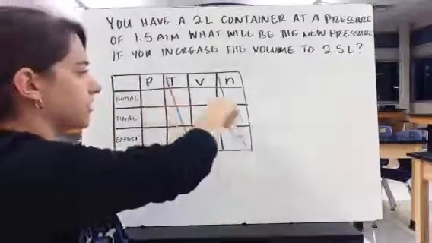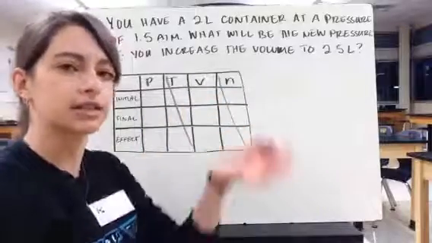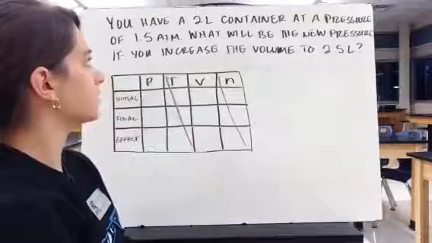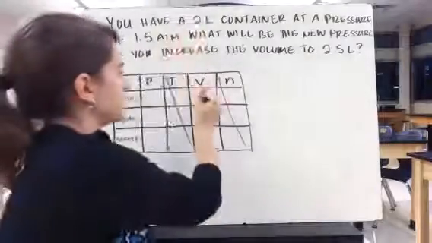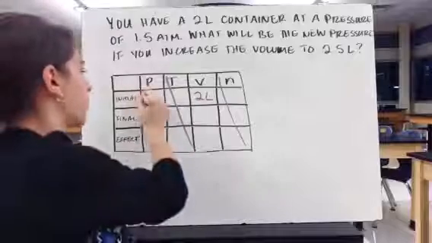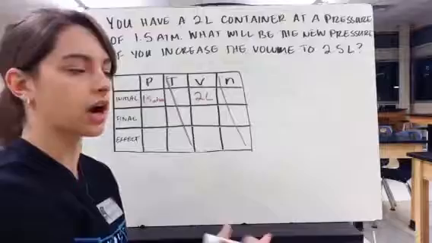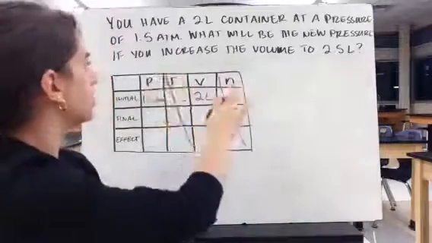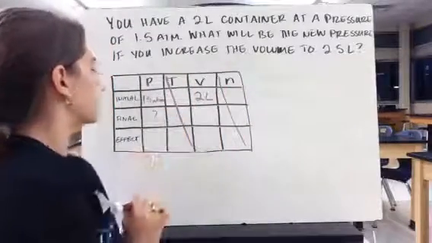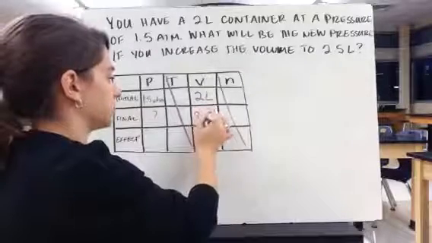Then our rows: we have initial, what we're starting with, final, what we end with, and then effect is how we're going to predict what's going to happen. So we have to fill in our numbers. We have a 2-liter container, so we put 2 liters in there at a pressure of 1.5 atmospheres. So we've put in our initial conditions. What will be the new pressure? That's what we're looking for, if you increase the volume to 2.5 liters.